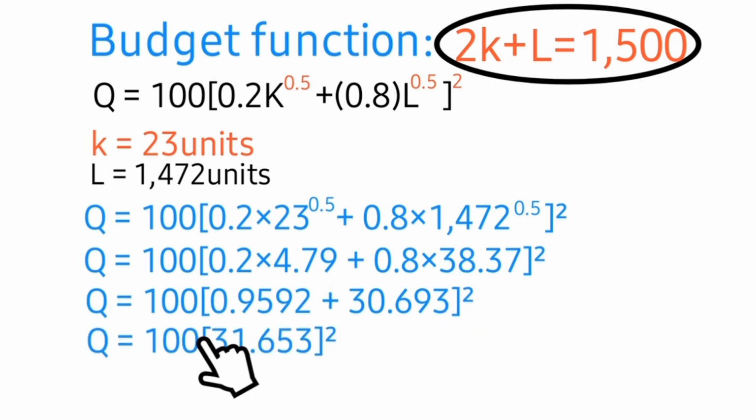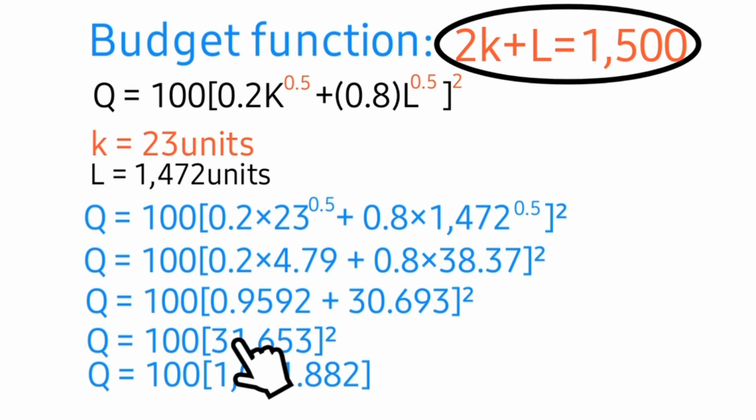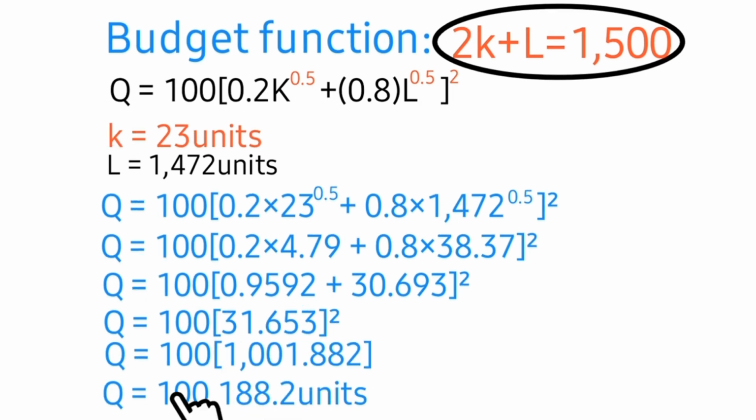Going forward, 100 times this value plus this value gives this value here, all squared. 100 times the square of this gives this value here. 100 times this gives this value here. So this is the value of the maximum output. We've succeeded in answering all the questions.